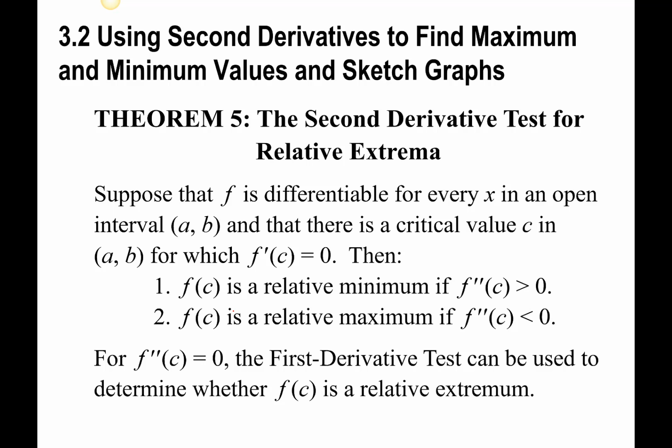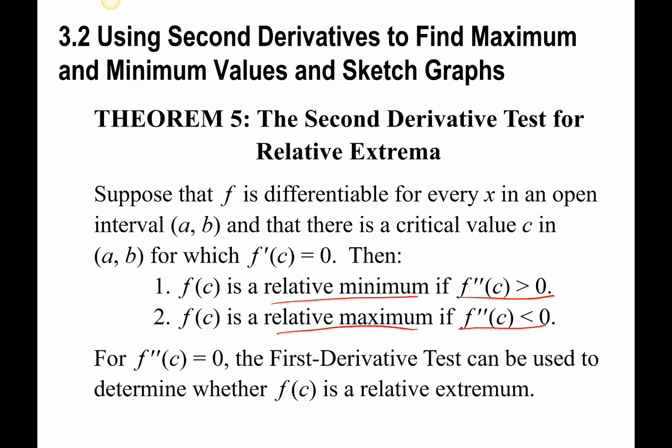But dude, I didn't do anything. Yes, you did. If you don't know the rules, are you going to be successful? Not very likely. Okay? One of the rules says that if the second derivative is positive, you are at a minimum. If the second derivative is negative, you are at a maximum.